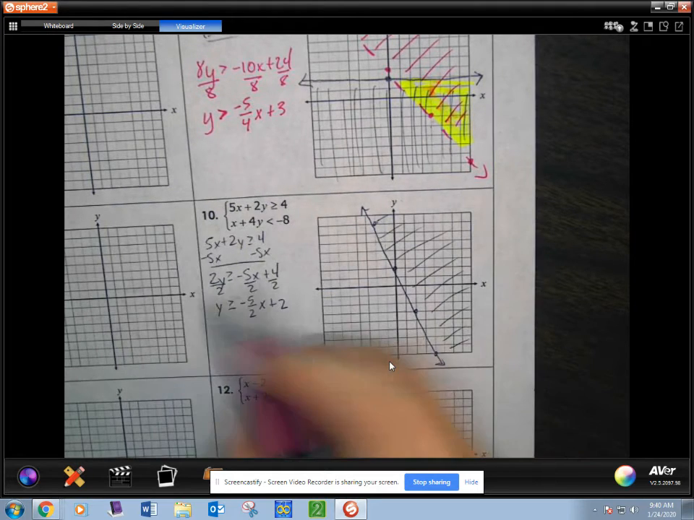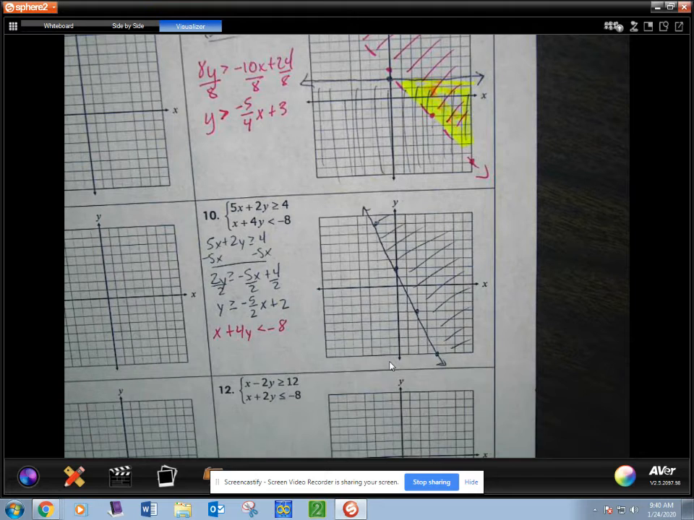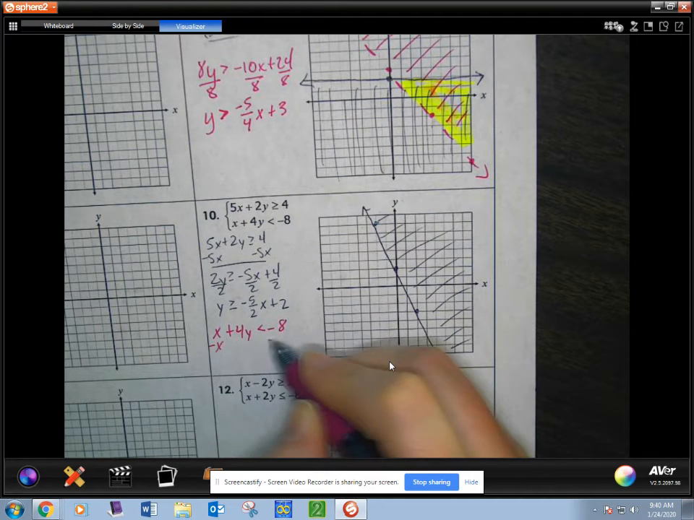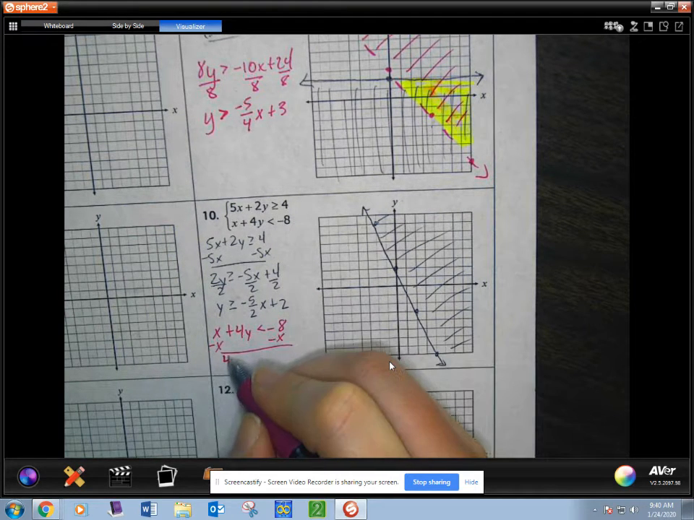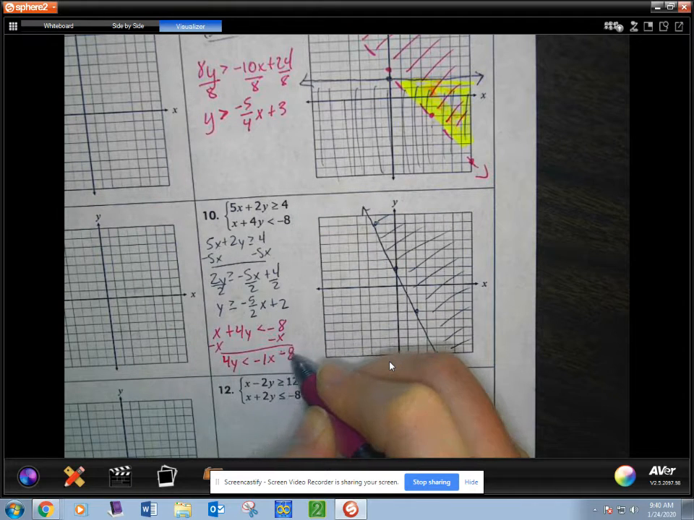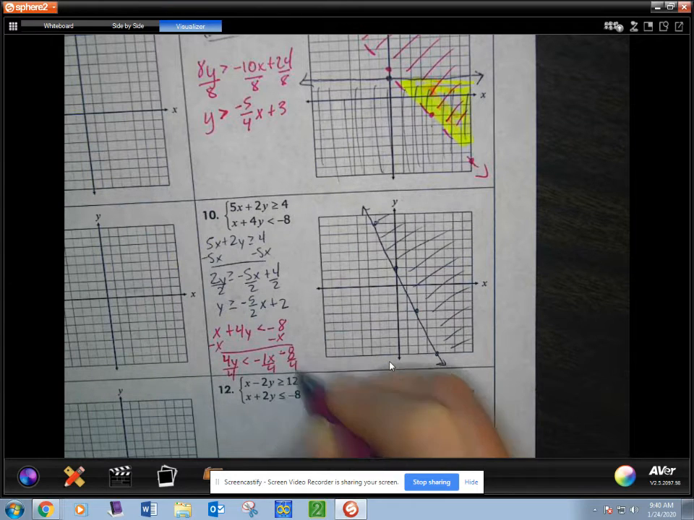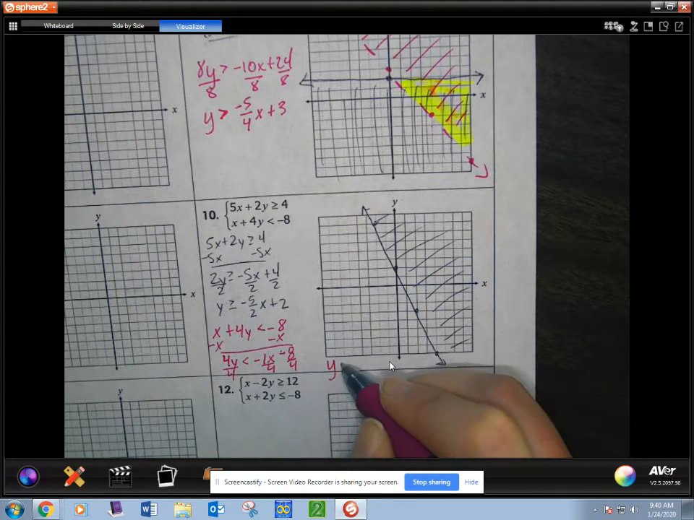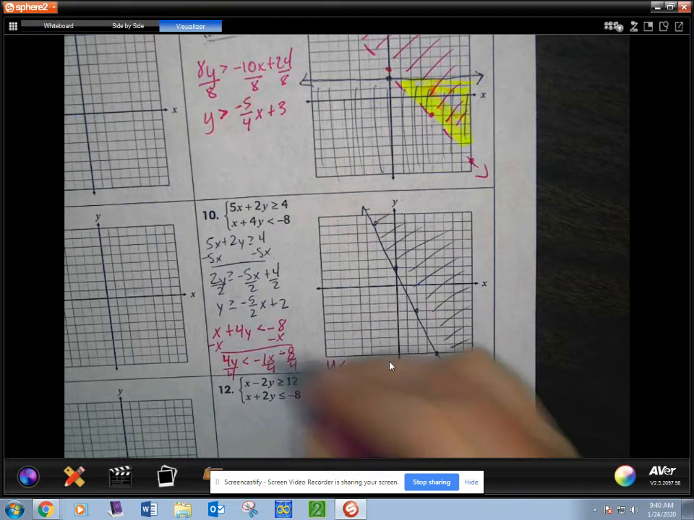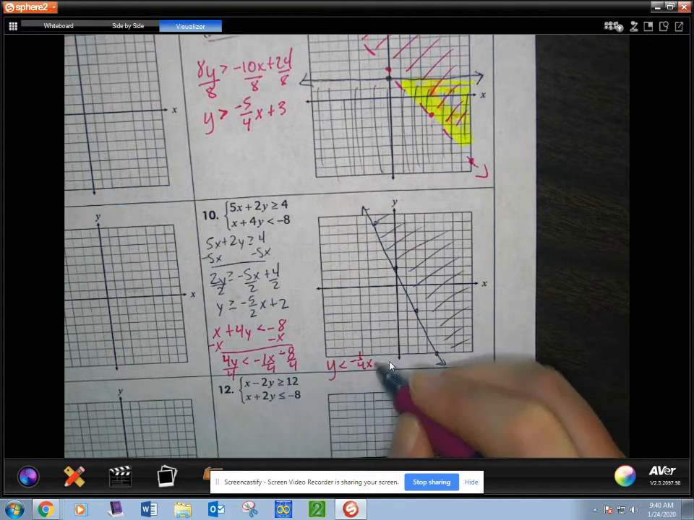Now I pull my other equation, x plus 4y is less than negative 8. I'm going to move the x by changing its sign. That gives me 4y is less than negative 1x minus 8. And then I have to divide everything by 4. Since I'm dividing by a positive 4, my inequality stays a less than, and negative 1 divided by 4 is negative 1/4 x, and negative 8 divided by 4 is negative 2.